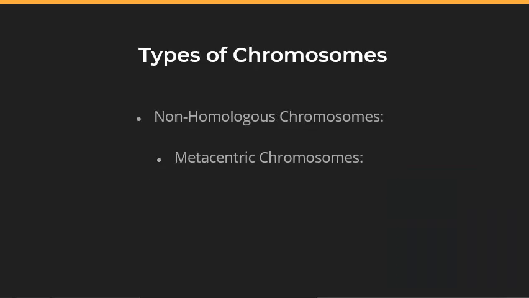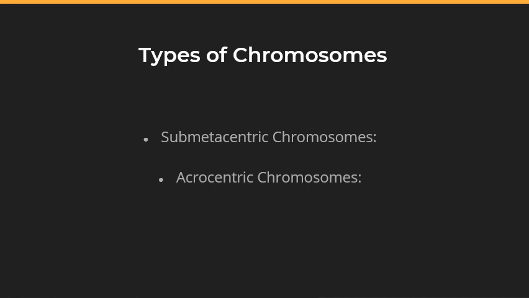Let's continue adding to our list of different chromosome types. This slide will cover non-homologous chromosomes and metacentric chromosomes. Non-homologous chromosomes are chromosomes that do not belong to the same homologous pair. They carry genes for different traits and are not involved in genetic recombination with each other during meiosis. Our metacentric chromosomes have a centromere located near the center, dividing the chromosome into two roughly equal arms.